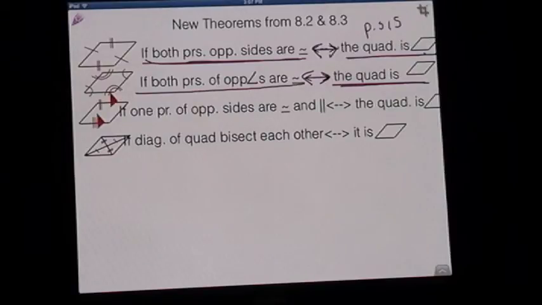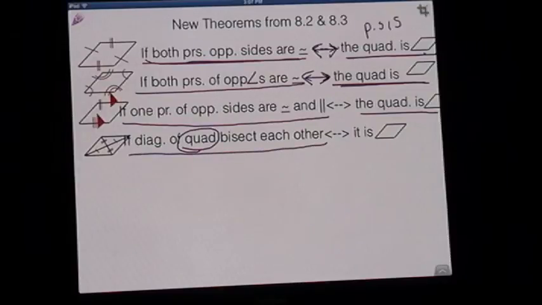Okay, if one pair of opposite sides are both congruent and parallel, the quadrilateral is a parallelogram. And if the diagonals of a quadrilateral, make sure you realize it's a quadrilateral, bisect each other, then it is a parallelogram. And if it's a parallelogram, the diagonals will bisect each other. That doesn't mean they're all the same length, though. Okay, moving along.